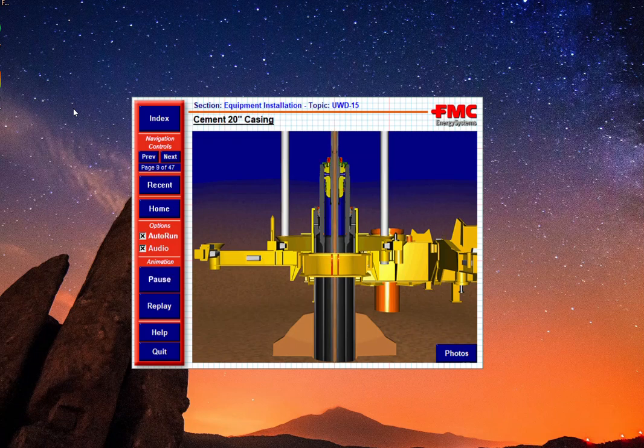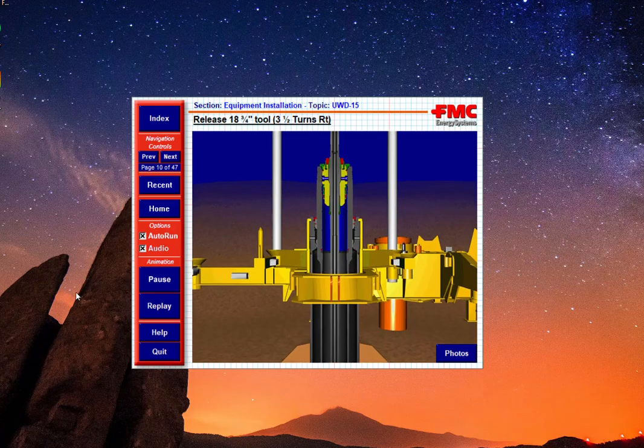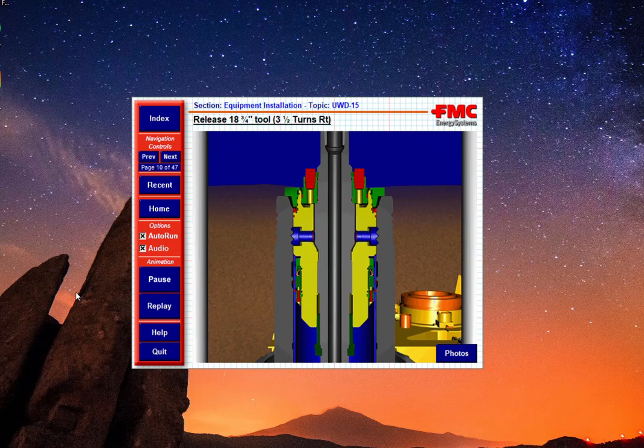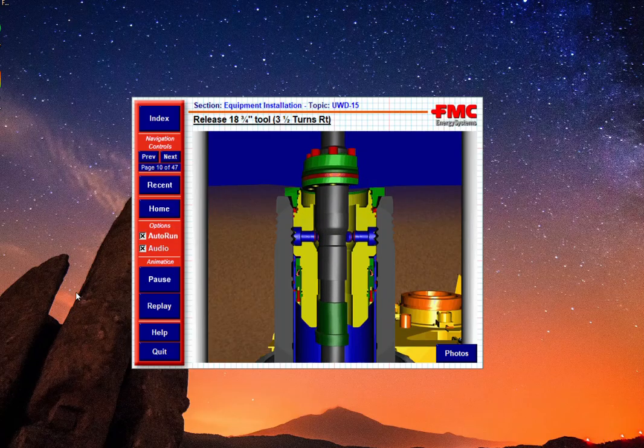The intermediate casing is cemented in place. Cement is pumped down the drill pipe and up and around the casing to ensure a pressure barrier between the strings of pipe. The cement is allowed to cure. The 18 3/4-inch wellhead running tool is released by rotating the drill pipe to the right approximately 3 1/2 turns. The running tool is removed by picking straight up with the drill pipe.